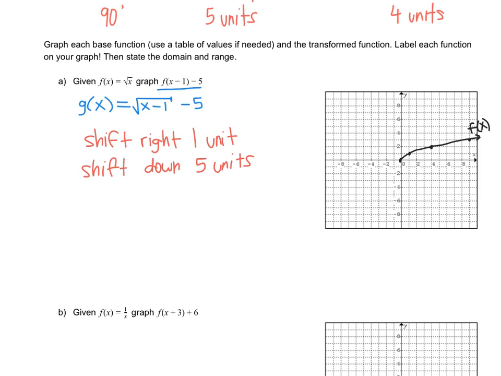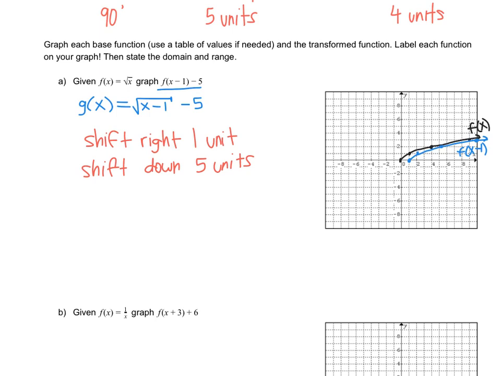I'm going to take all of these key points and I'm just going to shimmy them over 1 to the right. So the point that was at 0, 0 is now at 1, 0. The point that was at 1, 1 is now at 2, 1. 5, 2, and 10, 3. And then I'm going to connect, and I do have to label this new graph. And this new graph is f at x minus 1. That's all I've done to it. I've only moved it to the right 1, so I can't write the rest of it.